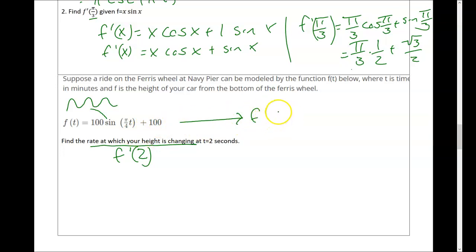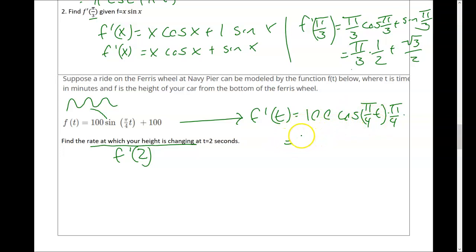So f prime of t is going to be the 100 is just hanging out in front of the sine. And we already saw the derivative of sine is cosine, so we're going to use that one again. Cosine of pi over 4 t times the derivative of pi over 4t, which is pi over 4, plus the derivative of 100, which is 0. So we're done. Here's my derivative.